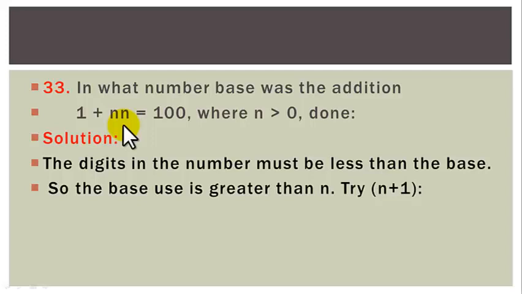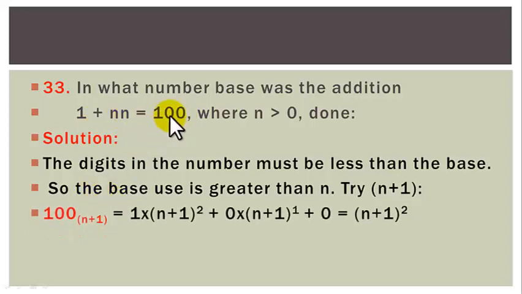So let us try n plus 1 to see whether the addition was performed in the base n plus 1. What we do here is to express the left hand side in base 10, also express the right hand side in base 10 to see if the two will give us the same value. In base 10, the right hand side, 100 in base n plus 1, is equal to 1 times the base squared. That's the number of digits in front of 1 is 2. So it is 1 times n plus 1 squared plus the next digit is 0, 0 times n plus 1 to power 1 plus the last digit, which is 0. Clearly, this term and this term are 0, and this will give us n plus 1 squared.